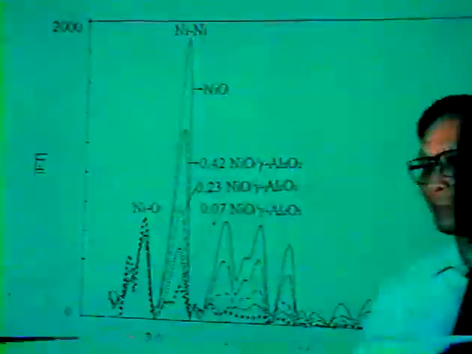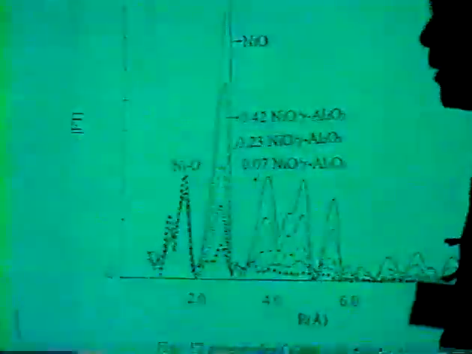the nickel-nickel peak decreases sharply as the loading of nickel oxide decreases. In this sample, the nickel oxide is below the critical amount, the monolayer dispersion amount. The nickel-nickel peak almost disappears, and the nickel-oxygen peak is almost the same as in pure nickel oxide. This result is very good, consistent with the monolayer dispersion model.